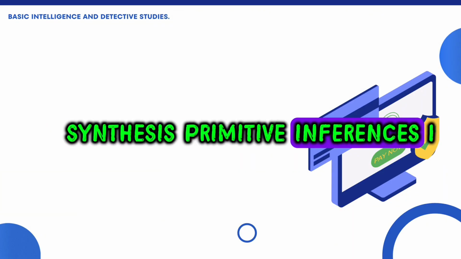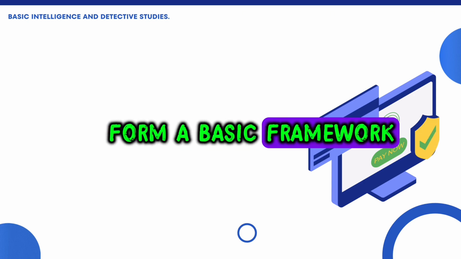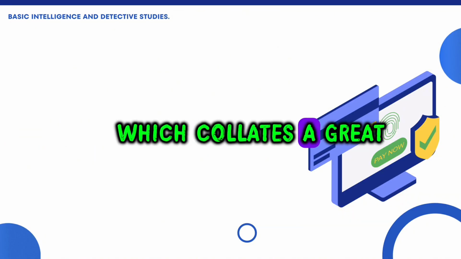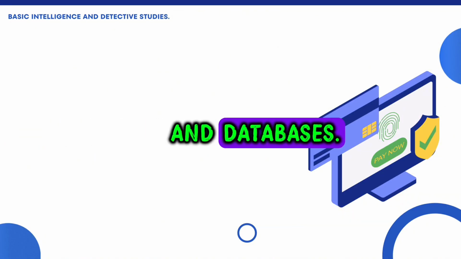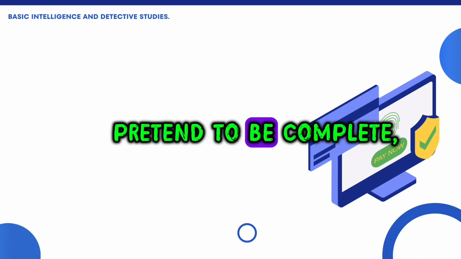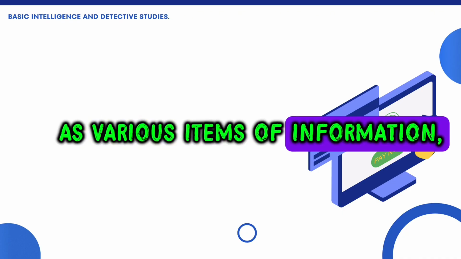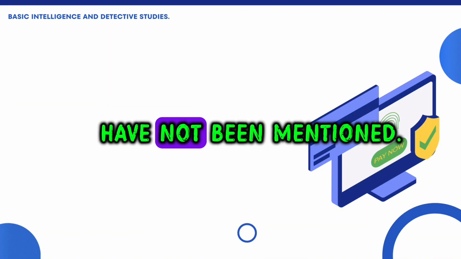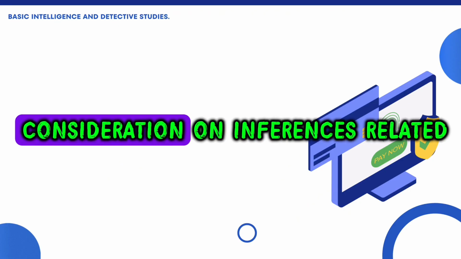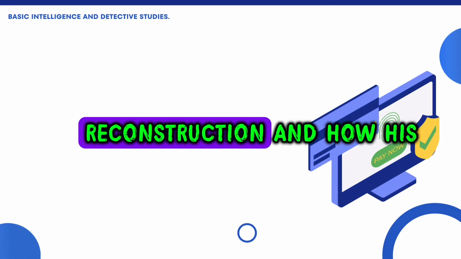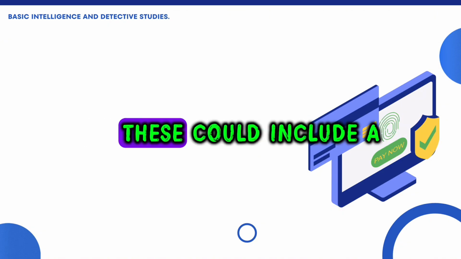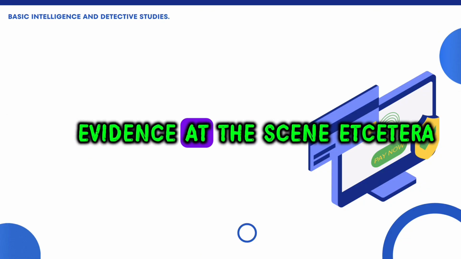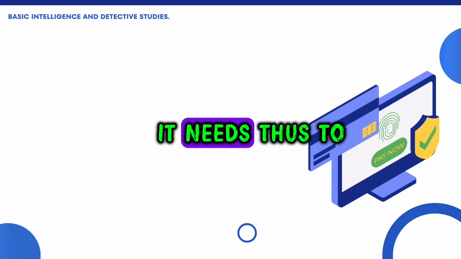Synthesis. Primitive inferences 1 to 7 form a basic framework for forensic intelligence, mainly based on analogical reasoning, which collates a great part of existing approaches and databases. This inventory does not pretend to be complete, as various items of information, such as those from forensic computing and intelligence provided by the analysis of mobile phones, have not been mentioned. It does not include consideration of inferences related to crime reconstruction and how this process should be modeled. These could include a sequence of shoe marks, the trajectory of a bullet, the relative positions of evidence at the scene, etc. It needs thus to be expanded.